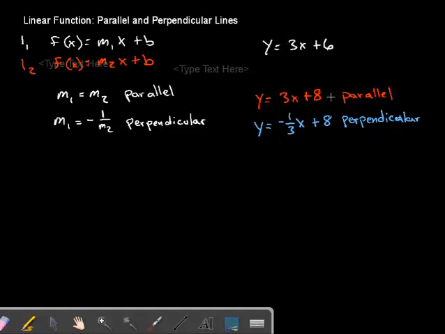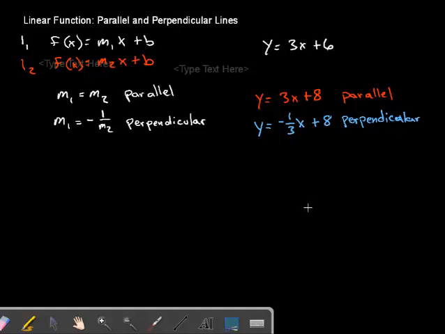So parallel line, the slopes are the same. For perpendicular line, the slope is the negative reciprocal, or you could think of it as the opposite sign and then flip the number. So this is really 3 over 1, and if you flip it, it becomes 1 over 3. And because it was positive, opposite sign makes it negative. So parallel line, slope is the same. Perpendicular line, the slope is the negative reciprocal.